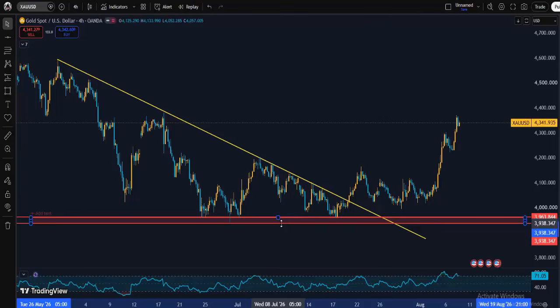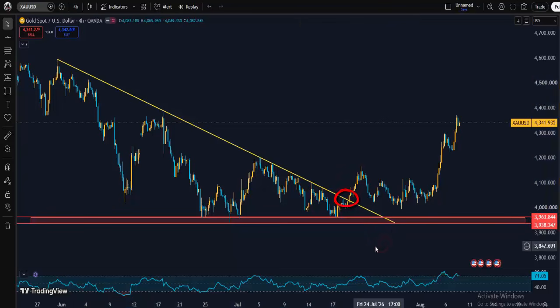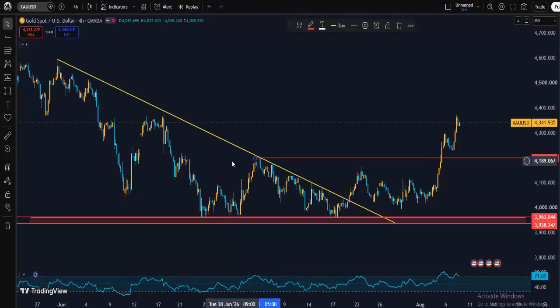However, the situation has now changed. Gold has successfully moved above this bearish descending trend line, and the breakout came with strong bullish momentum. This is an important technical development because it suggests that the previous bearish pressure is weakening while buyers are gaining more control. The important point here is that we're not simply looking at a small intraday move. We're looking at a breakout from a much larger H4 structure.